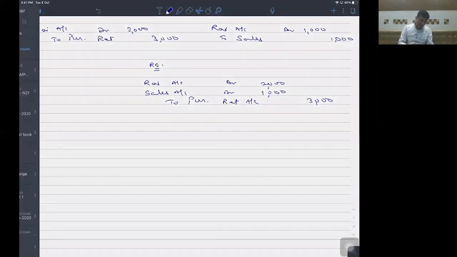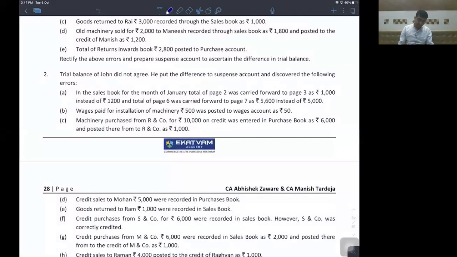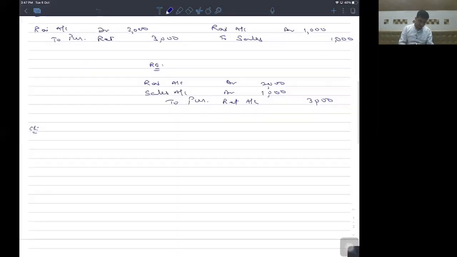My correct entry, what is the transaction? Old machinery sold for rupees 2000 to Manish. My correct entry should have been Manish account debit, because nothing has been mentioned, reference of sales book is given, that's why we are presuming this to be a credit sale. Otherwise, आप इसको cash sale भी presume कर सकते हो. Rupees 2000 to machinery account, rupees 2000. Correct?